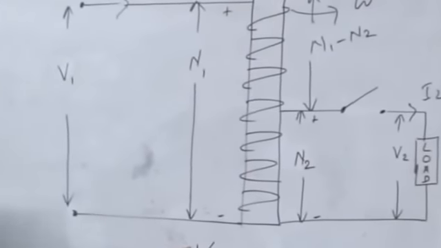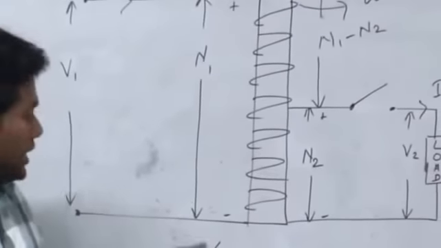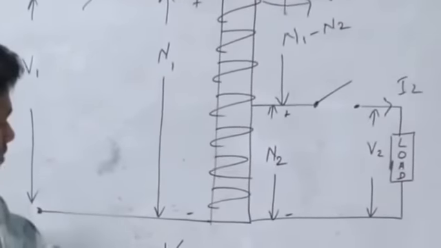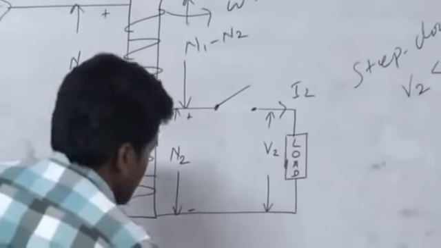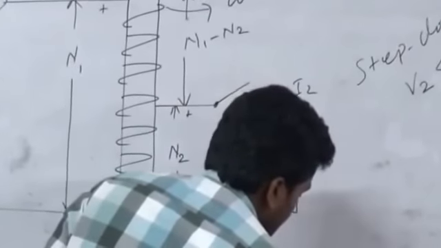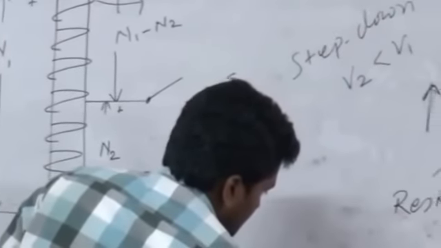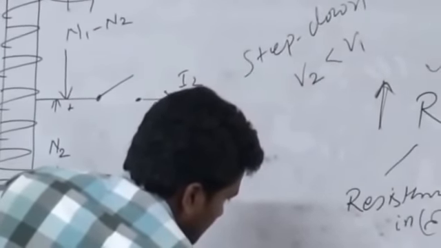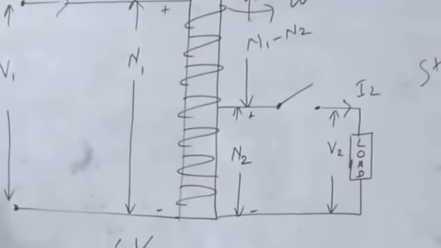what does this stand for? EMF per turn or voltage per turn. Okay, similarly voltage per turn. So voltage per turn in primary, voltage per turn in secondary. From this we can get the transformation ratio. How much? Yes or no? This is the transformation ratio.